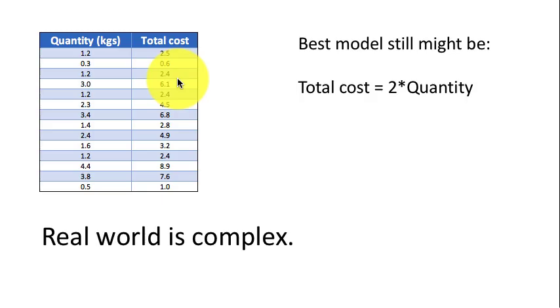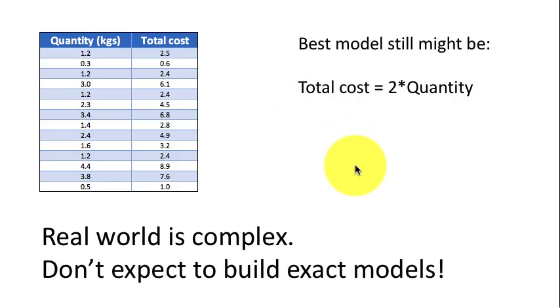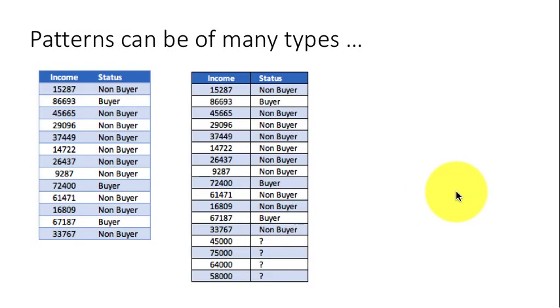So therefore, we are restricted to working only with this limited data set, and from this is all we can do. Okay, so the real world is complex. We should not think that our model will be able to capture all the essence of the real world. So don't expect to build exact models. In fact, don't expect to even build models that are even remotely close to exact. We'll come to that shortly.